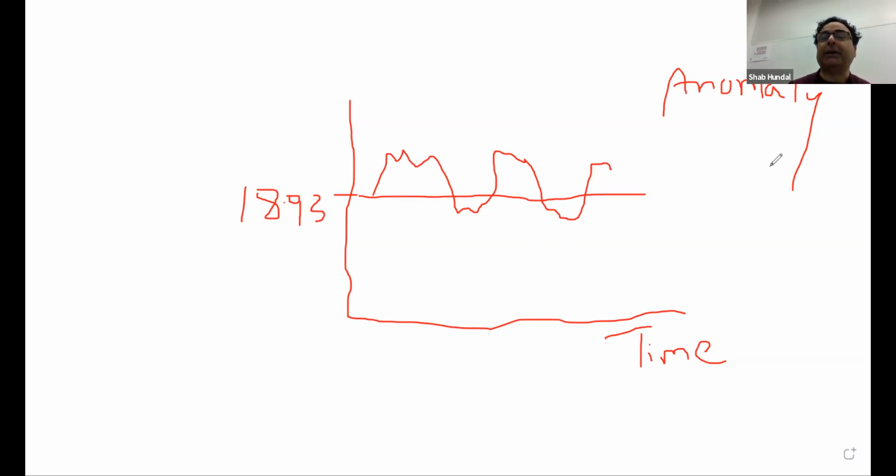So this word anomaly, I wanted to bring to your notice: the discrepancy, the gap between the reality and the theory, is called a discrepancy or anomaly.